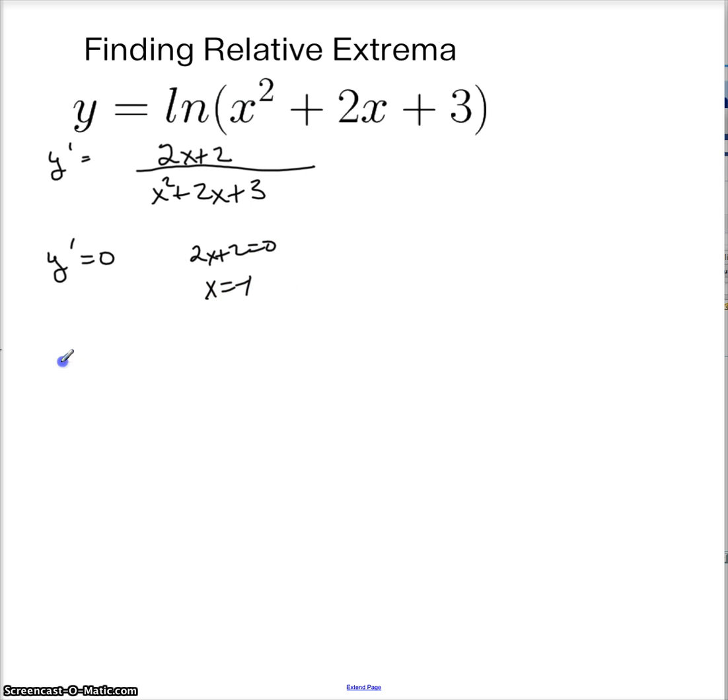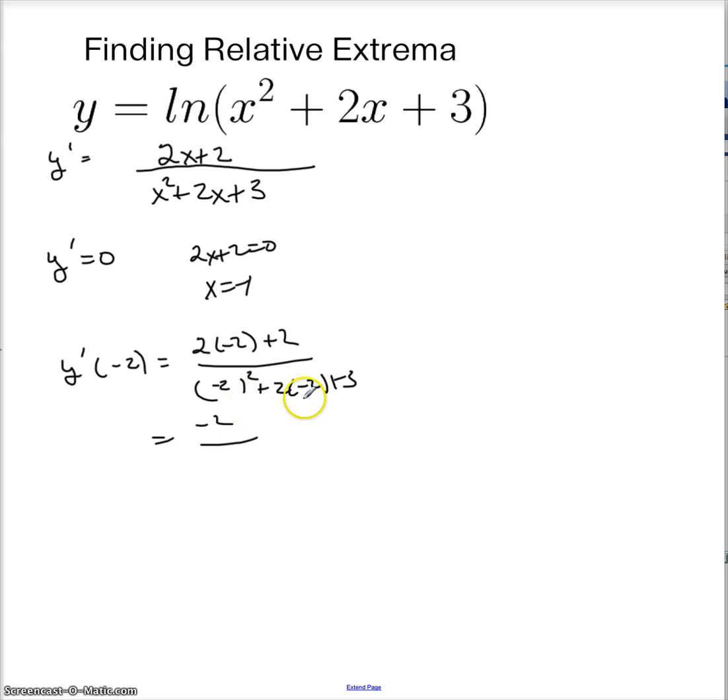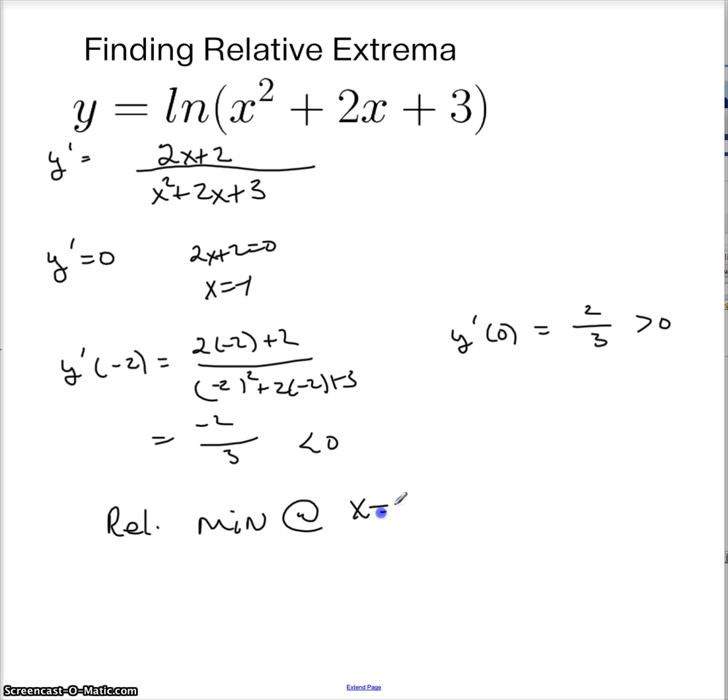Let's look at y prime when x is, say, negative 2. So this is 2 times negative 2 plus 2 divided by negative 2 squared plus 2 times negative 2 plus 3. So that's negative 4 plus 2, so that's negative 2 over 3. So this is negative. Next, let's look at y prime of 0. That's 2 over 3. That's positive. So we know we have a relative minimum at x equals negative 1.